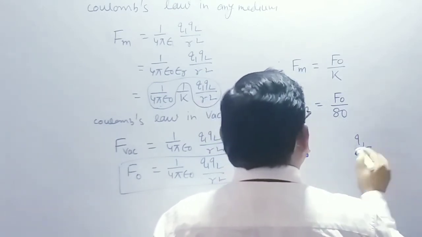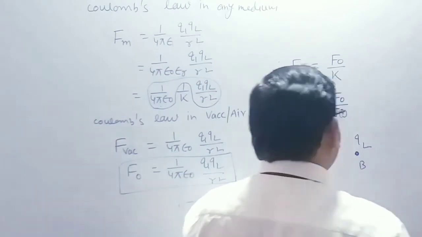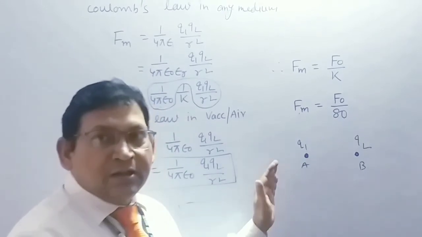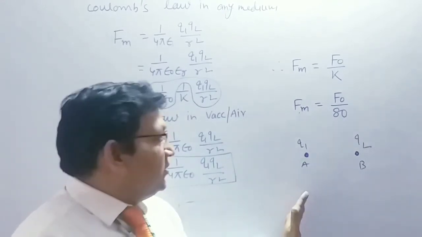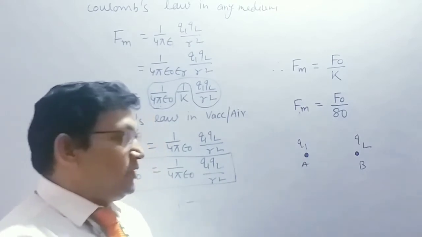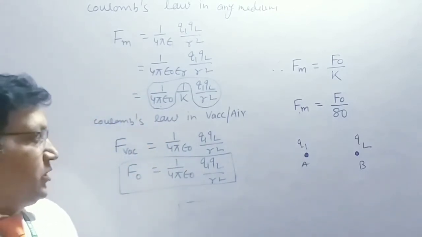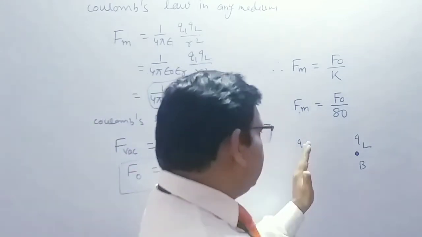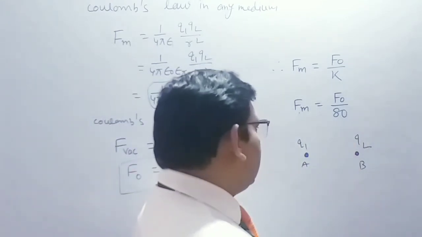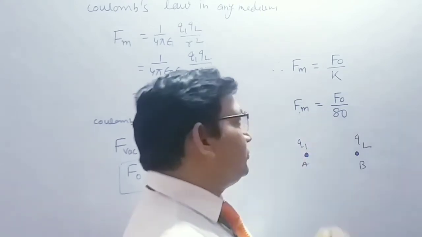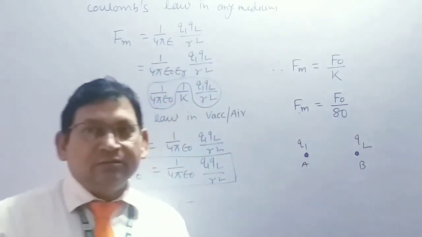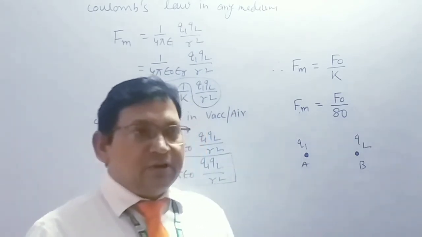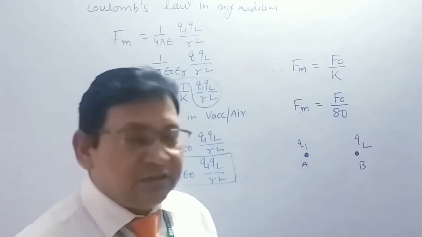Suppose that you are given two charges Q1 and Q2. If a brass material is kept between these two charges, then how will the force change? Can you give the answer? What are you expecting the result? If we put a brass material, a medium, between these two charges, then what is the force between them? Brass is a metal material. What is the value of K for the metal? We have just written infinity.